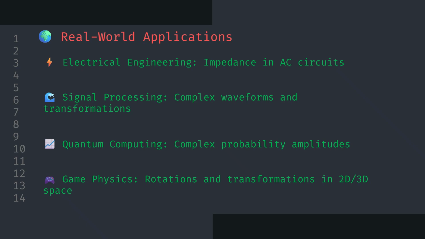Complex numbers are everywhere in the real world. In electrical engineering, they're used to model impedance. In signal processing, they help represent and filter waveforms. They're even used in quantum computing for probability math, and in graphics programming and game development. Complex numbers help with rotations in 3D and 2D space.